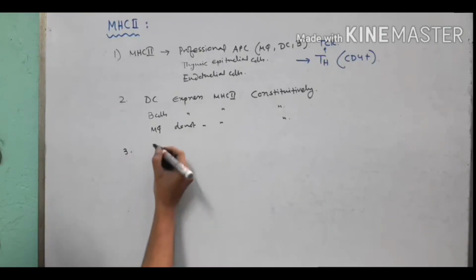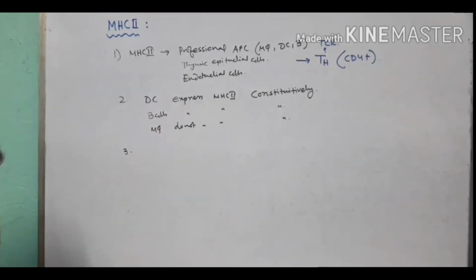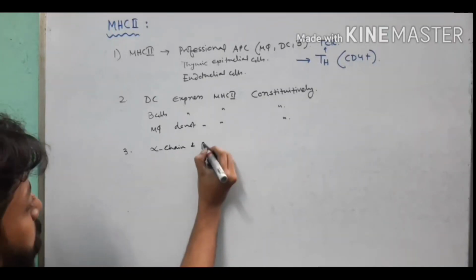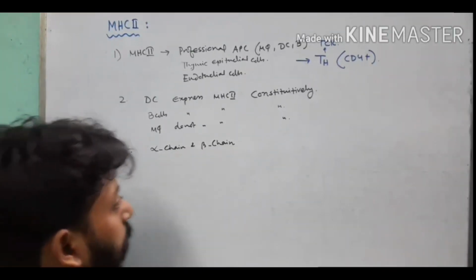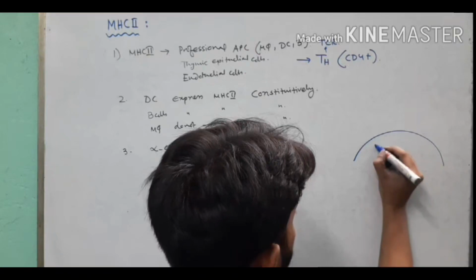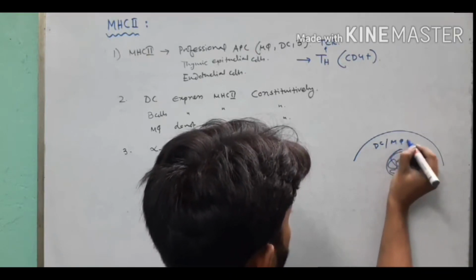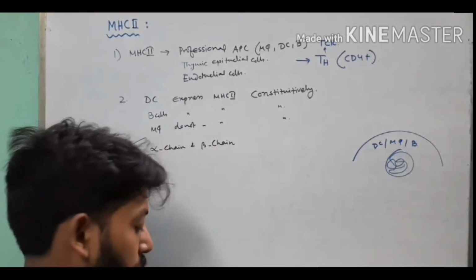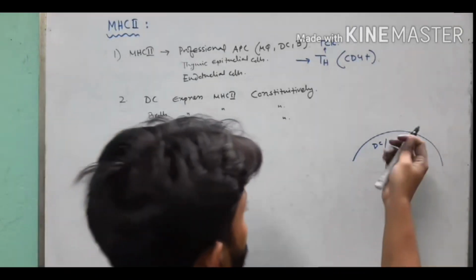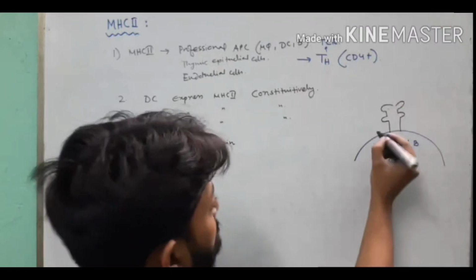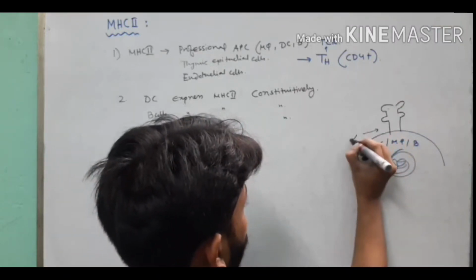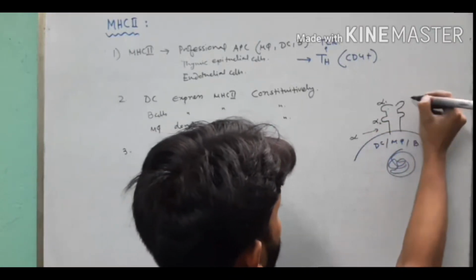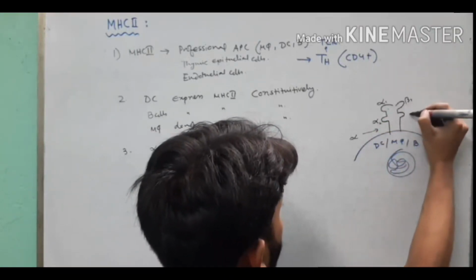The next point is the class II MHC molecule contains two polypeptide chains. One is alpha chain and another is beta chain. So let me draw a class II MHC molecule. This is a nucleus. If this is a dendritic cell or macrophage or B cell, then this cell can actually present or express class II MHC molecule. Class II MHC molecule looks like this. If this is the alpha chain, then this is called alpha 1 domain and alpha 2 domain, and if this is a beta chain, this is called beta 1 domain and beta 2 domain.